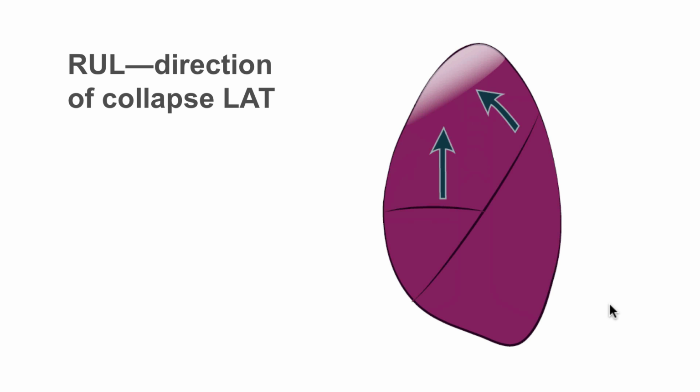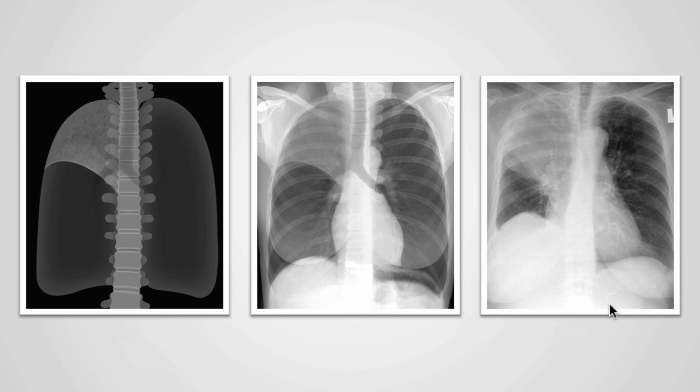The superior part of the oblique fissure above the hilum shifts anteriorly and superiorly, and the minor fissure shifts superiorly. When we have only partial collapse of the right upper lobe, we can expect increased opacity within the right lung and superior displacement of the minor fissure.